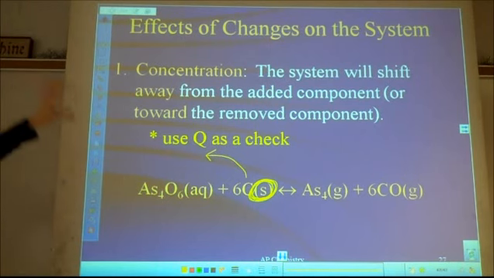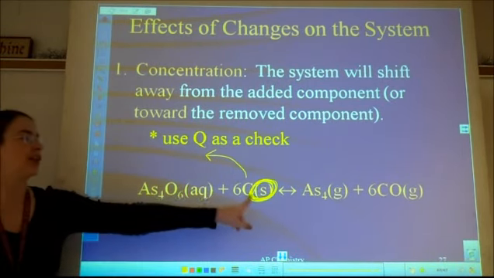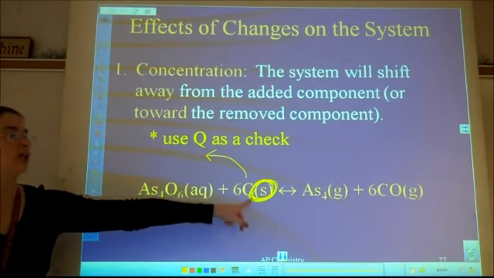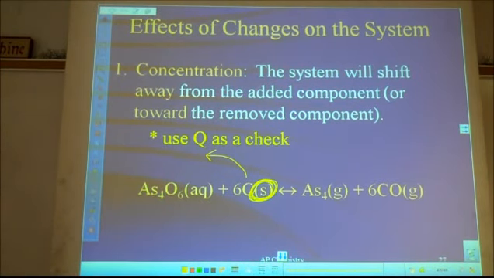This is changing concentrations. Think about when you write a Kc expression. What are the 2 states of matter that you include? Aqueous and gases. You exclude solids and liquids. So if you make changes to any solid or liquid, there is no effect.